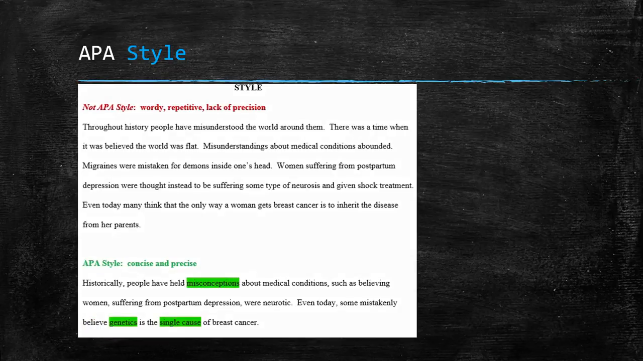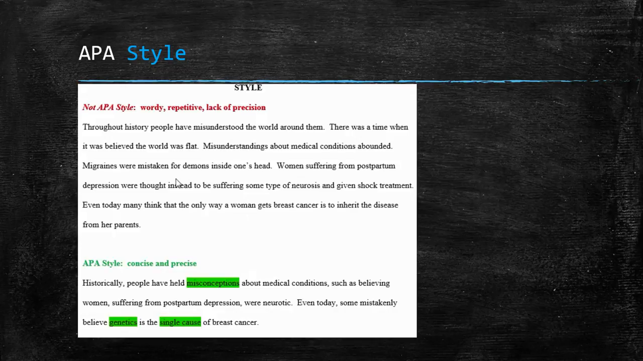Here's an example of APA style writing, when I talk about how you're actually writing the content of the paper. Now, the first part here at the top, as you can see, is not APA style. It's wordy, a bit repetitive, and it lacks precision. So let's take a look at it. Throughout history, people have misunderstood the world around them. There was a time when it was believed the world was flat. Misunderstandings about medical conditions abounded.